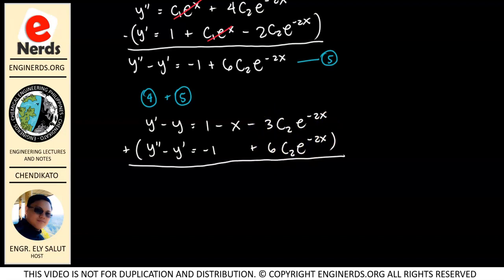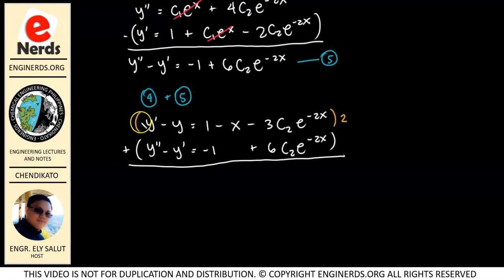So, how are we going to do that? Simply by multiplying our equation 4 by 2. Okay, if we're going to multiply everything by 2, then we will get negative 6 as coefficient ng ating C2 e to the negative 2x. So, let us do that. But of course, if we're going to multiply this by 2, i-multiply natin siya sa lahat ng ating mga terms.